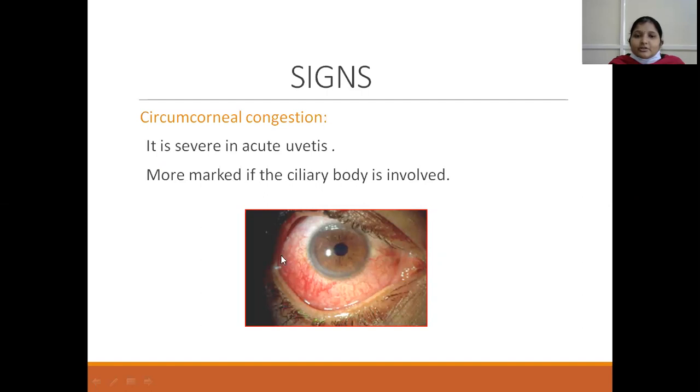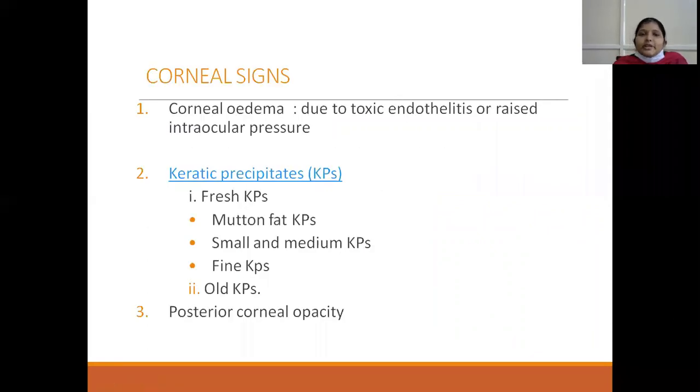Here in this figure you can see circumcorneal congestion. So what is circumcorneal congestion? The congestion of the vessels which are present around the limbus. So here you can see there is increased vascularity near the limbus. Next is corneal signs. The various corneal signs are corneal edema, keratic precipitates, and posterior corneal opacity.